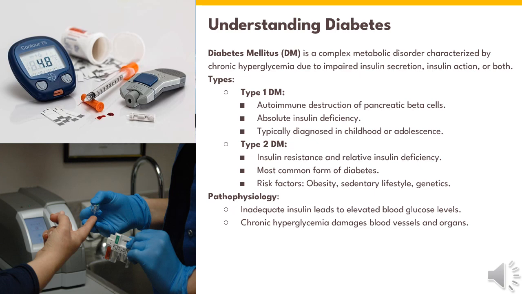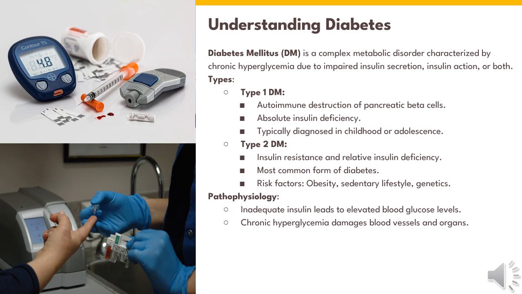Type 1 diabetes mellitus. This form of diabetes is an autoimmune condition where the body's immune system mistakenly attacks and destroys the pancreatic beta cells, which produce insulin. As a result, there is an absolute insulin deficiency. It is often diagnosed in childhood or adolescence, and patients require lifelong insulin therapy.